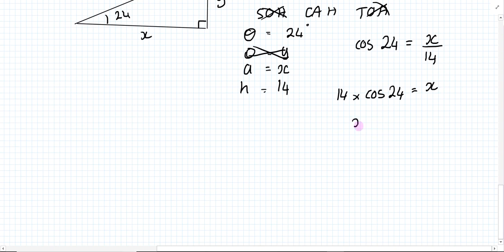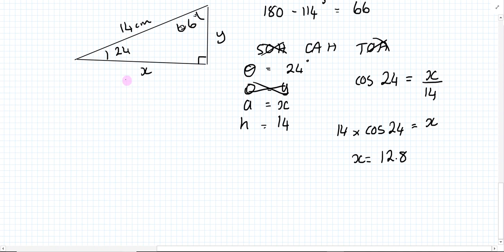What did you get? x equals? 12.8. Okay, so let's put that in my diagram.